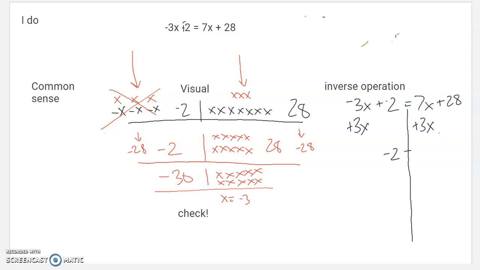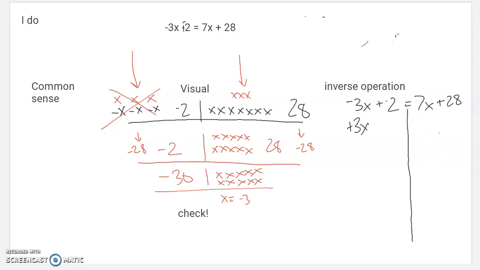So that's going to leave negative 2 equals 10x plus 28. Now, normal finishing stuff, subtract 28, and you'll get negative 30 is 10x, divide by 10, divide by 10. X equals negative 3, just like we got there. If I rewind a tad, go back to the beginning, I said it doesn't matter which one you deal with, and let me show you that.